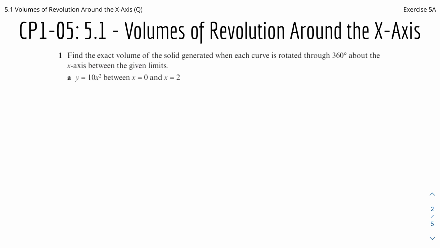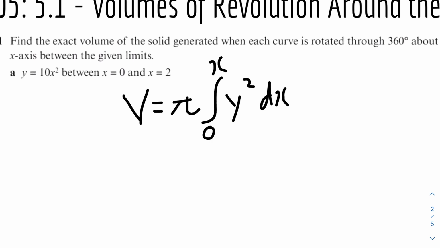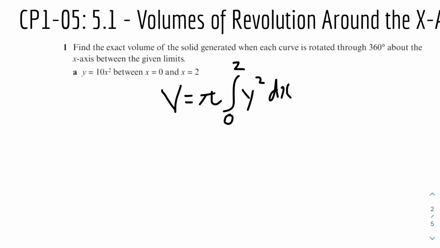So we know the general formula for the volume of revolution, or the volume generated when we rotate through 360 degrees around the x-axis, is given by volume V equals pi times the integral of y squared dx from x equals 0 to x equals 2. Or in general, it's just x equals a to x equals b, right?